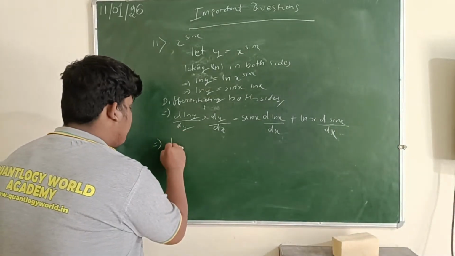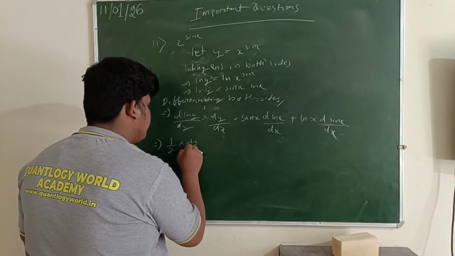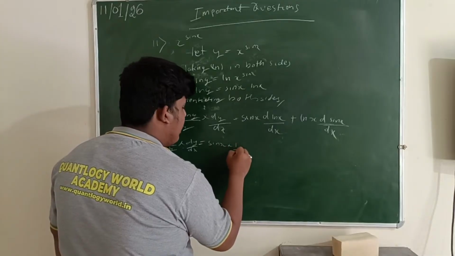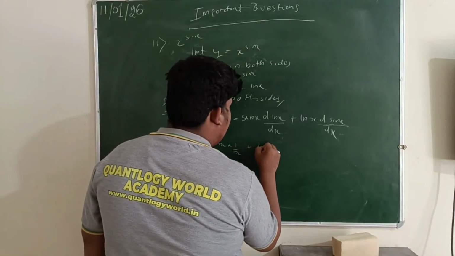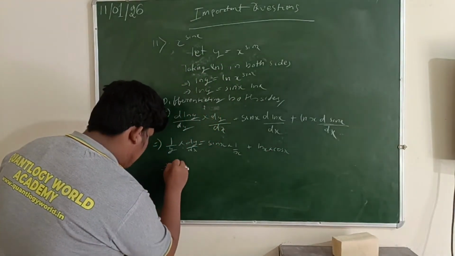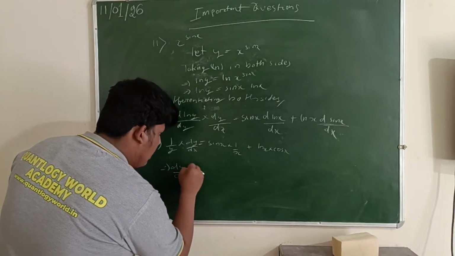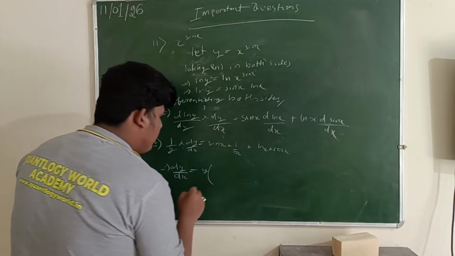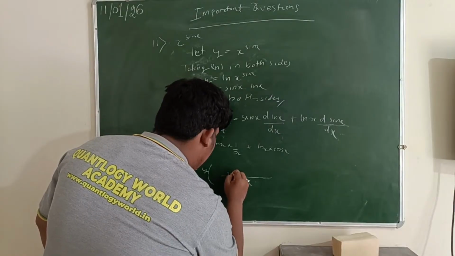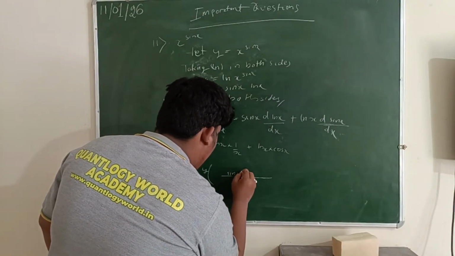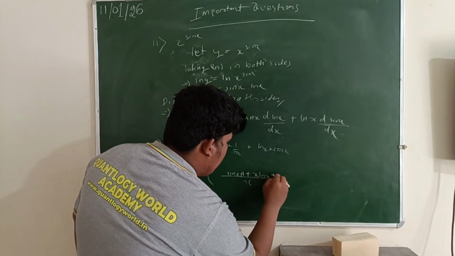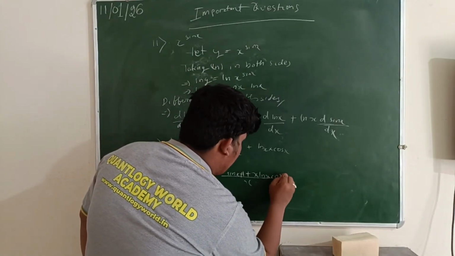The derivative of ln y is 1 by y into dy by dx, equals sin x into 1 by x plus ln x into cos x. Implies that dy by dx equals y into, we'll take LCM as x, sin x plus 1, plus x ln x cos x.